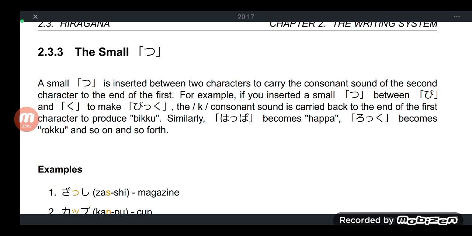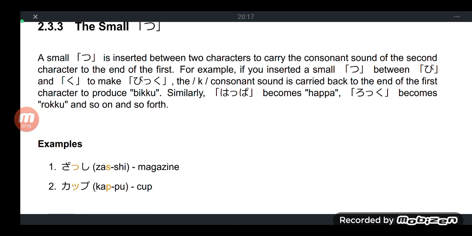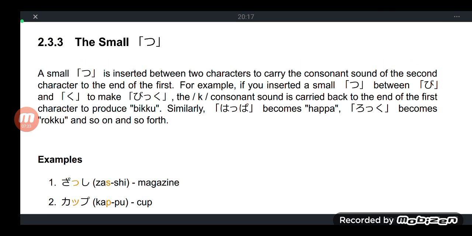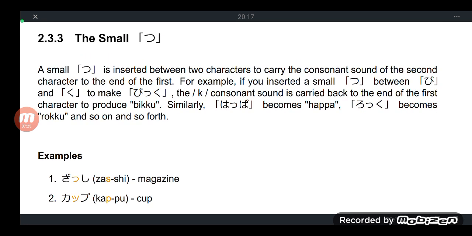First, it doubles the consonant of the second character, and when that character has a doubled consonant, when you pronounce it, you place a stress on that consonant. Okay, just like here, happa. There's a small chu in between the ha and the pa. So it's not just hapa, it's happa. Notice that I place stress on the pa, happa, and the roku.